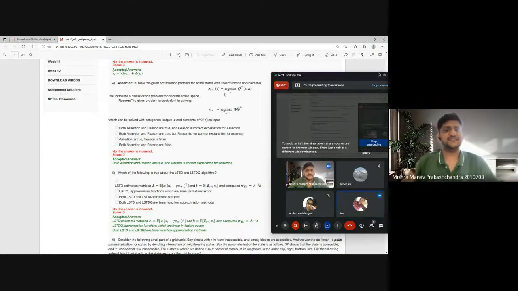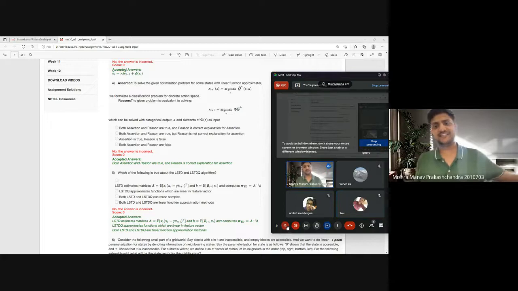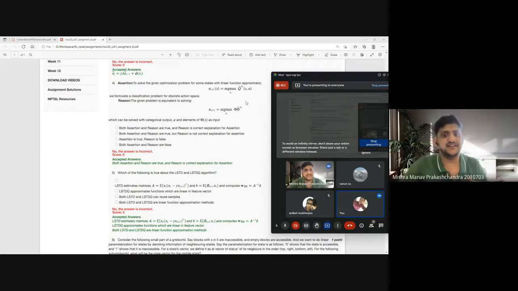So you see, the classification problem you're formulating is over the actions that you have sampled, over the states you have sampled and the actions that you have solved for. Okay, that's clear, right? It's not over the entire action space. So even then, the assertion should be true, right? Or is it not? Maybe a misunderstanding. Here the assertion is true, no?